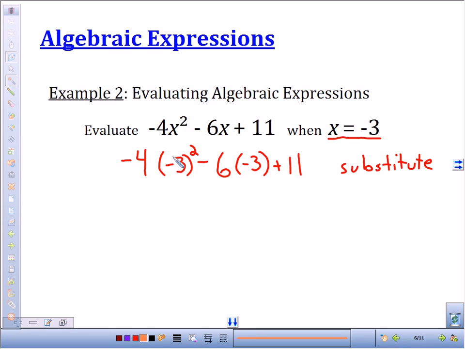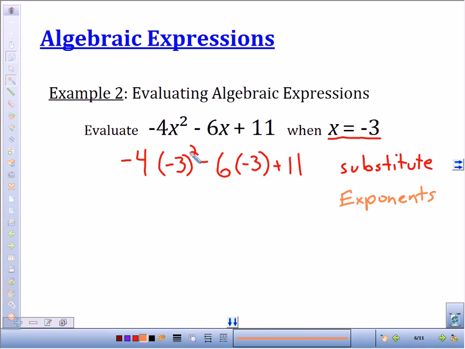Here I want to start with PEMDAS. Now, these -3's are in parentheses, but since there's no operations being done inside the parentheses, I'm not worried about getting rid of them. I only want to worry about parentheses if there's some sort of operation being done inside them. So I'm going to skip the parentheses part. What I am going to do is deal with the exponents. And I have some exponents.